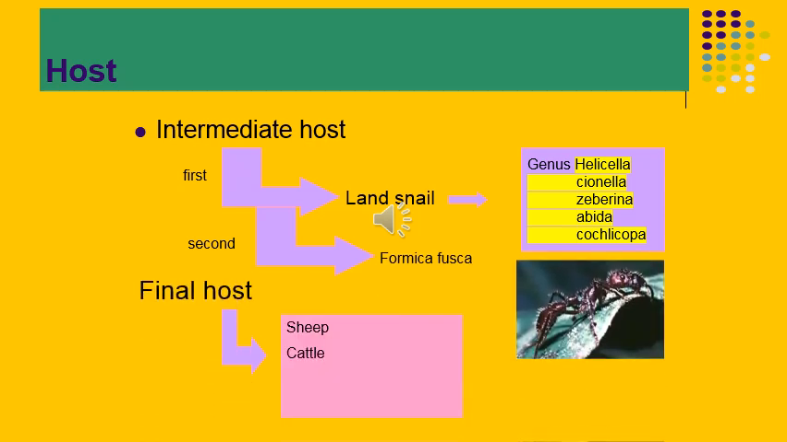As mentioned before, we told you that the Dicrocelium has two intermediate hosts. So, in this slide, we are going to introduce them to you. The first intermediate host of Dicrocelium dendriticum is the land snail, like the genera Helicella, Zebrina, Cionella, Abida, and Cochlicopa. The second intermediate host is Formica fusca. The final host of this worm is sheep and cattle, and humans will be infected accidentally.